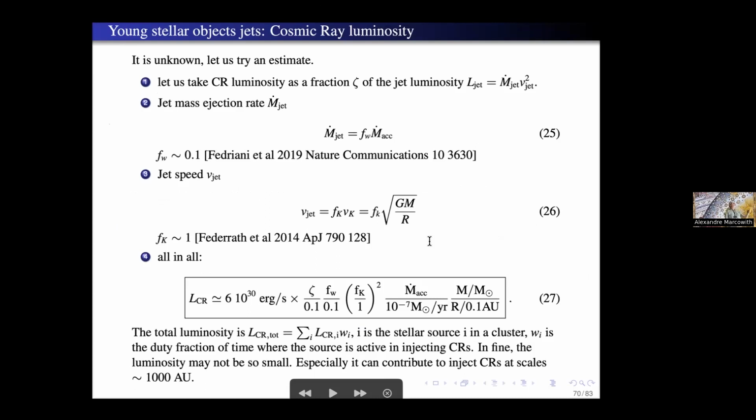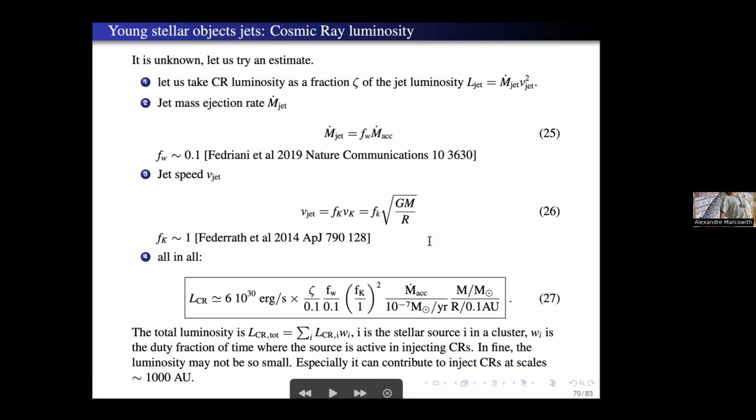So I made a try to evaluate the kind of cosmic ray luminosity you can have in that jet. It's a very, let's say, minus-1 order of calculation, not even 0 order. Yes, that's fine. You take the jet luminosity. I'm not tall enough, but okay, jet luminosity here. You take the jet ejection rate as a fraction of the accretion rate. Okay, you can always do that.